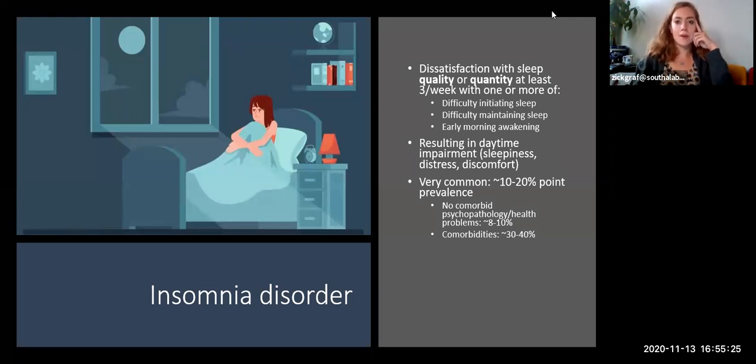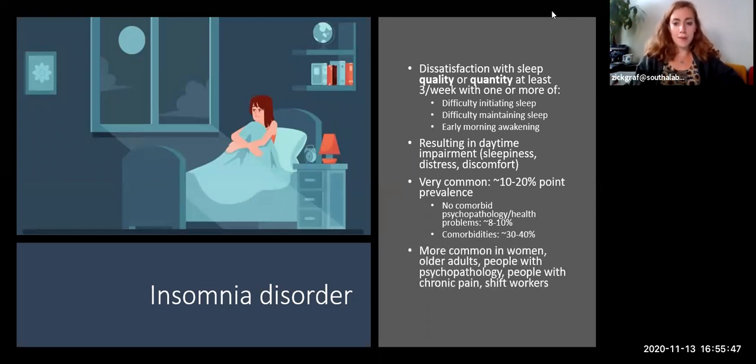It's very commonly comorbid with a psychological problem or a physical health problem or both. About 30 to 40% of people with psychopathology or a physical health problem meet criteria for insomnia disorder. But even in the general population with no comorbidity, insomnia is really common, happening to about 8 to 10% of people.